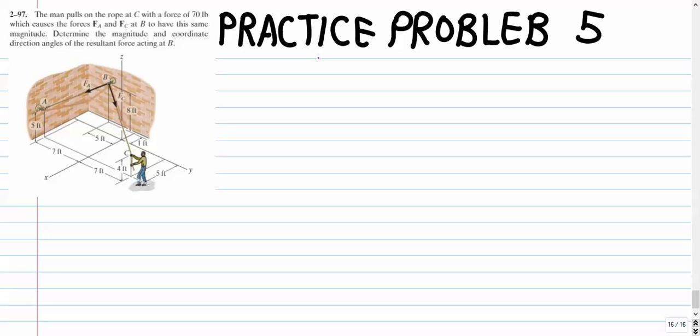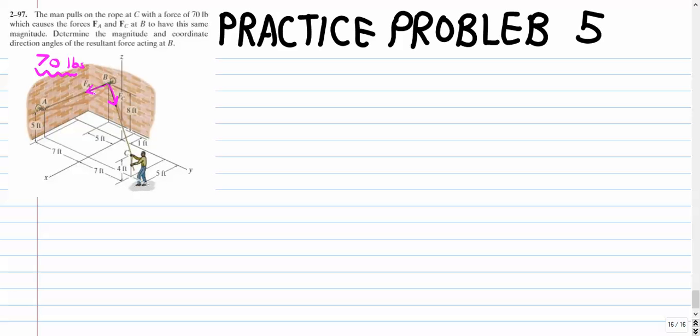So for this question, basically we have to add two forces, Fc and Fa. We have to add them to find the resultant force. And the question tells us that both these forces have the same magnitude, that is equal to 70 pounds. So both have a magnitude of 70 pounds.